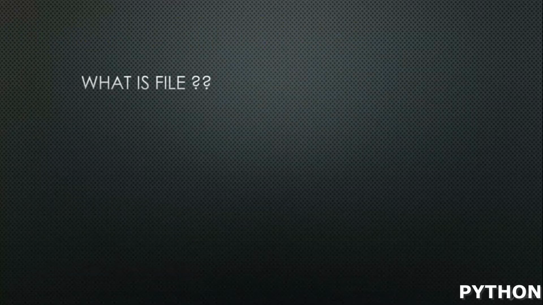What is a file? The basic definition of a file is a named location on system storage which records data for later access. It enables persistent storage in a non-volatile medium like a hard disk. Volatile memory means something like RAM, which erases all the values when you turn off the computer.